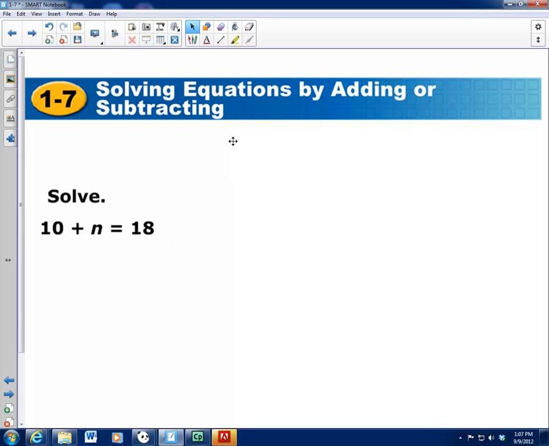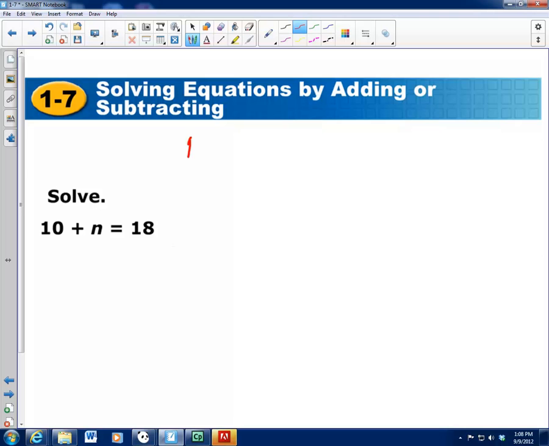All right, right here. On this one, we have to find the value of n. Now, we're going to start with fairly simple ones because you guys could probably tell the answer by looking at this. Now, I'm going to show you guys how to solve these using a method called the balance beam.